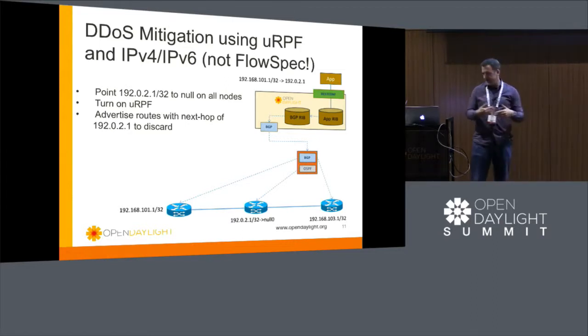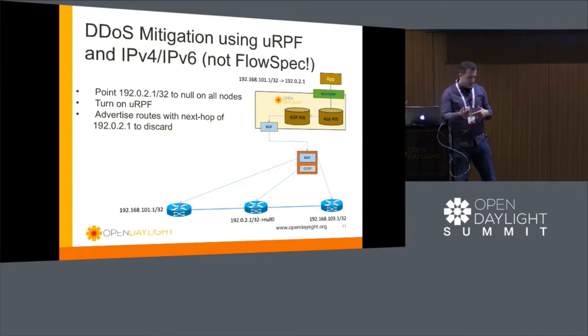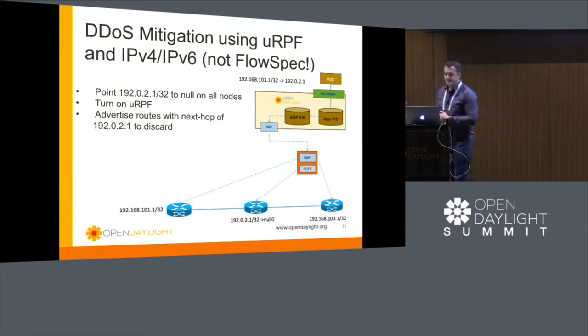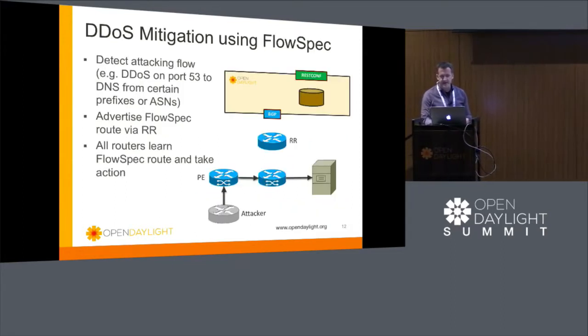So when the packet arrives, the router will do the lookup and say, OK, is this arriving on the interface I expect it to arrive on? And it'll say no, because I expect it to arrive from the null interface, and it'll drop the packet. So that's the non-flow spec way of doing it.